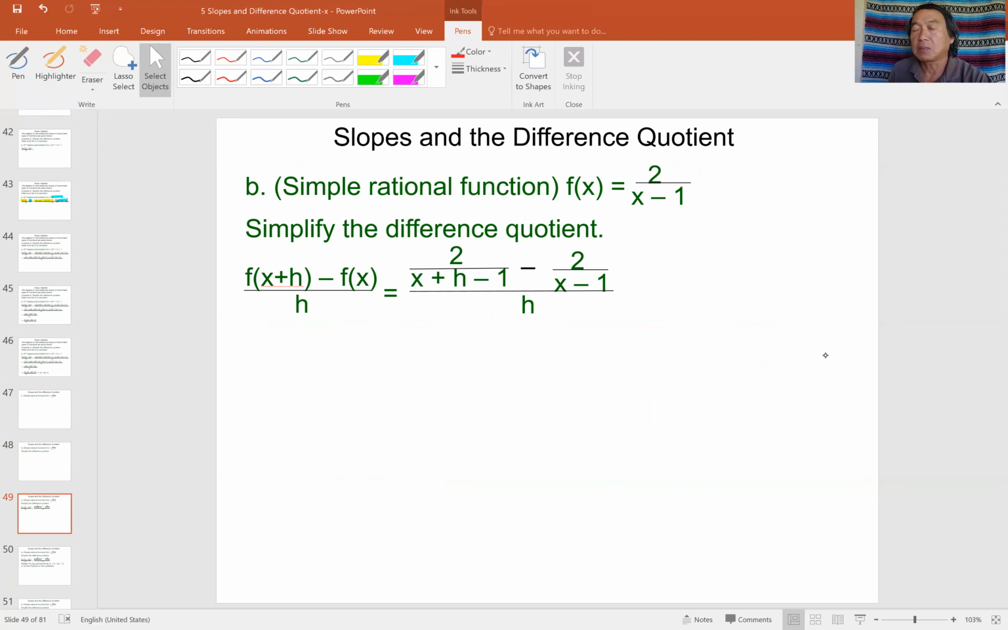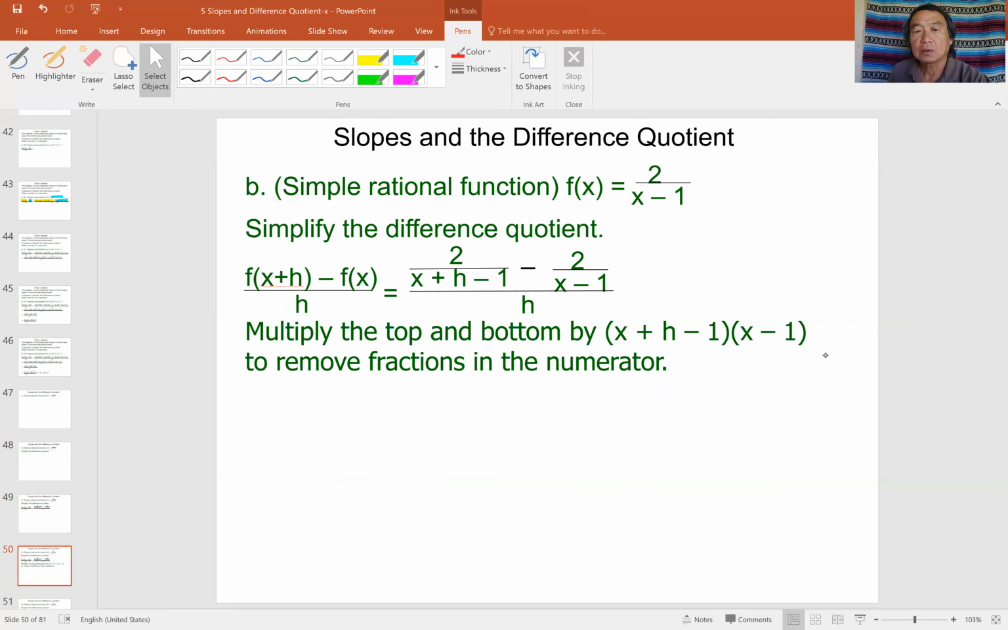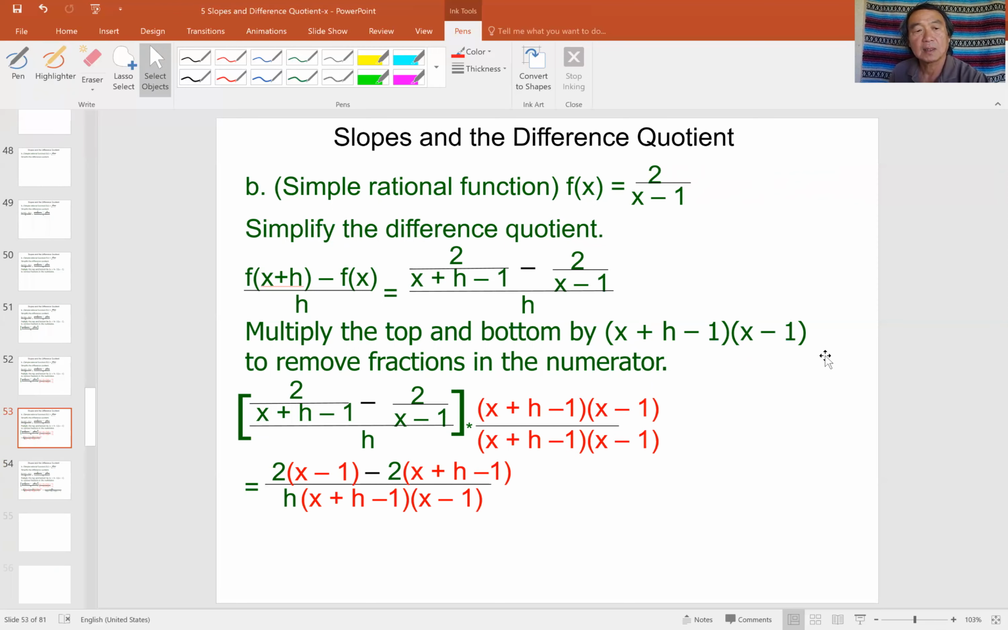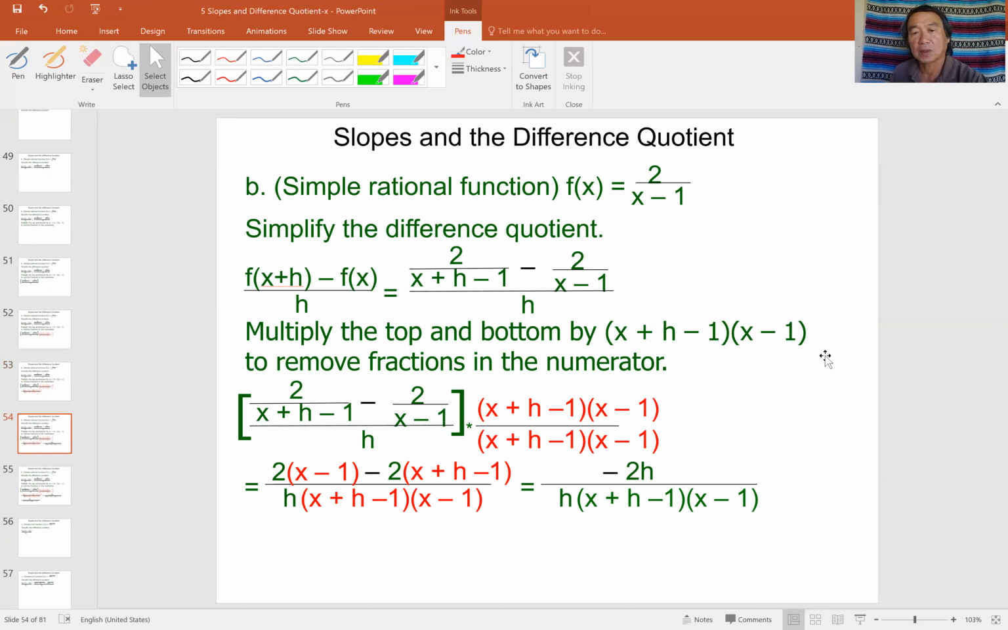This is a complex fraction, clearing denominators, the trick of multiplying by the least common multiple of the denominators to clean up all the denominators. And lo and behold, the h will cancel out at the end.